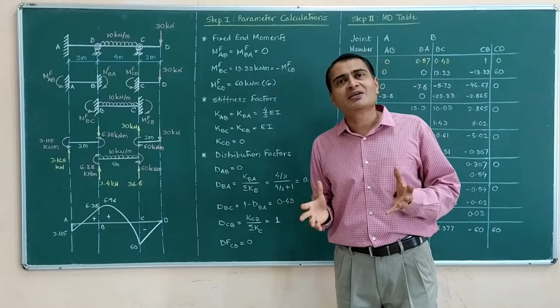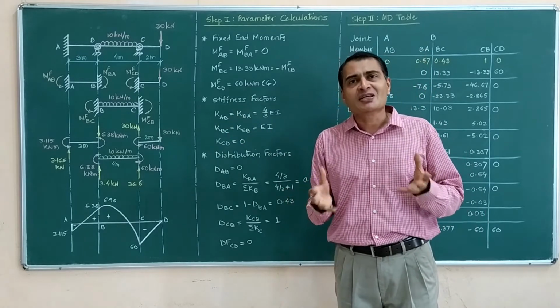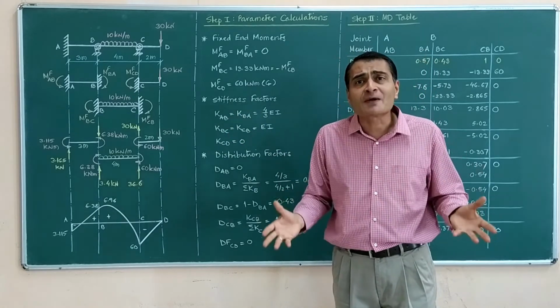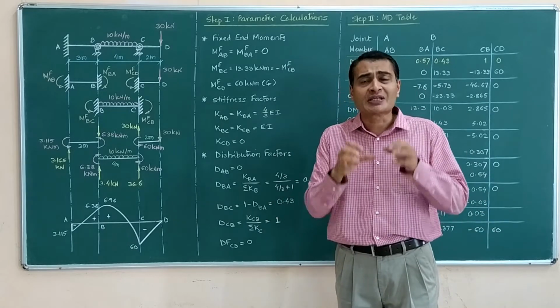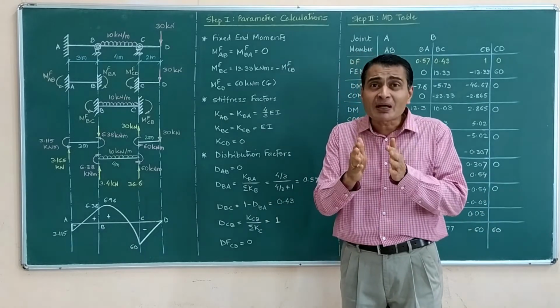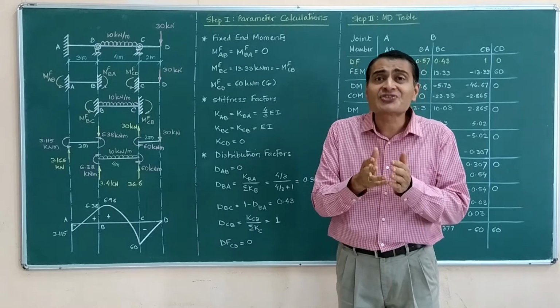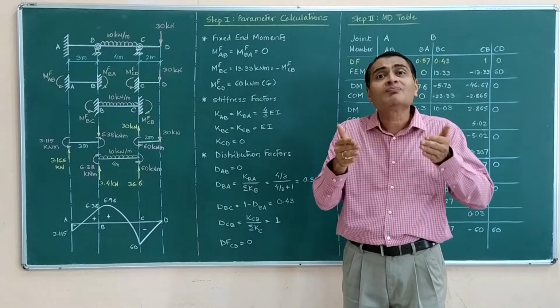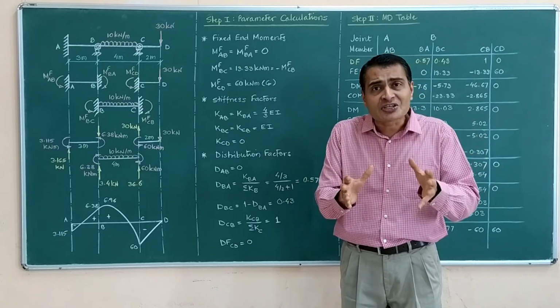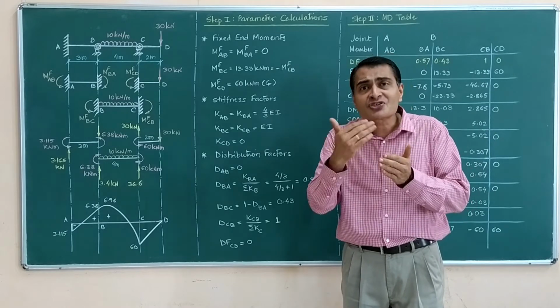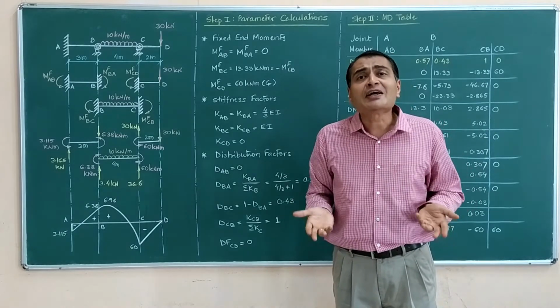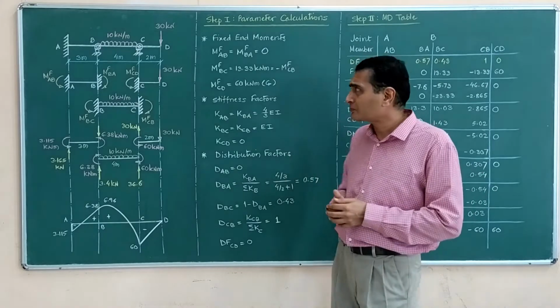The idea behind restraining these joints is that it is our first step in the process of iteration. Restrain, see the imbalance, try to balance, distribution, carried over, again restrain, again check the balance. This is the process of iterative analysis.